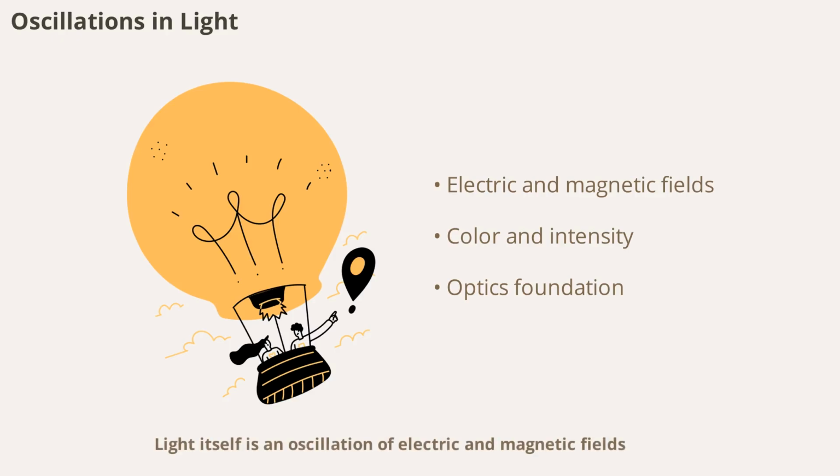Light itself is an oscillation of electric and magnetic fields. The frequency and amplitude of these oscillations determine the color and intensity of light. Understanding light as an oscillatory phenomenon is fundamental to optics and modern physics.